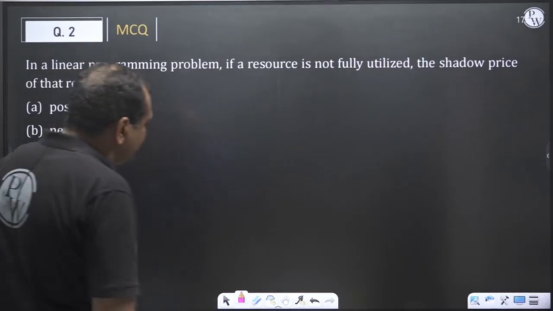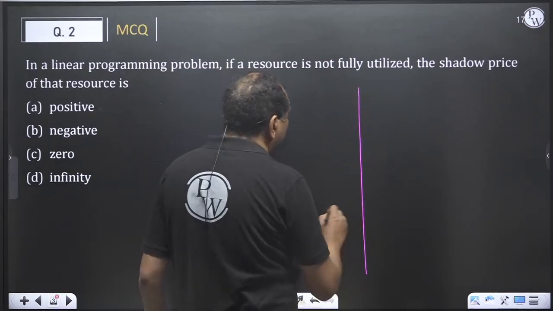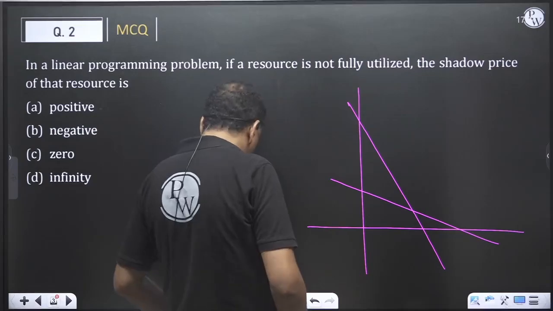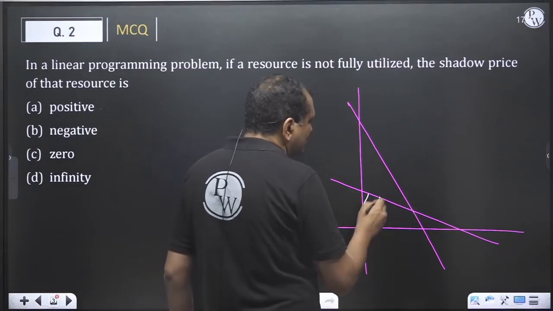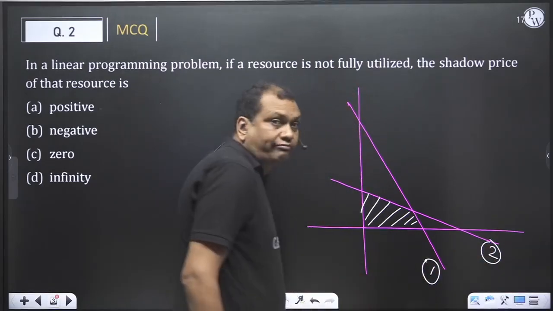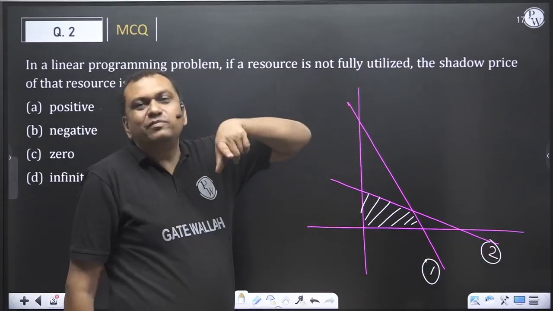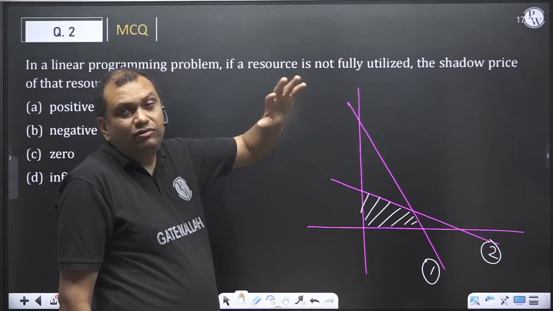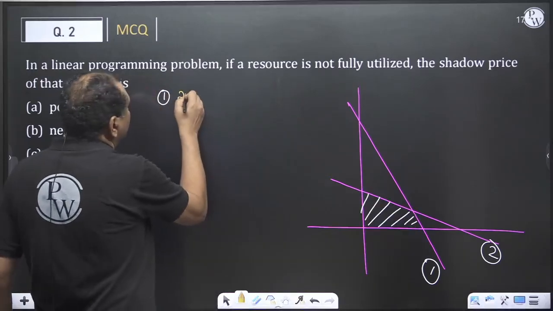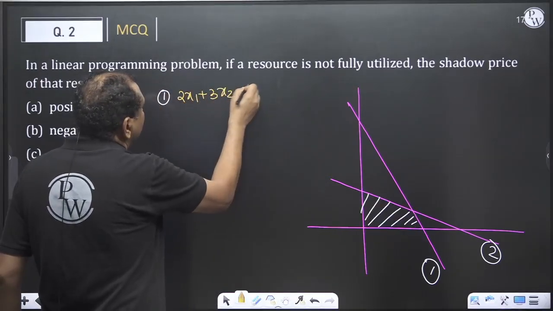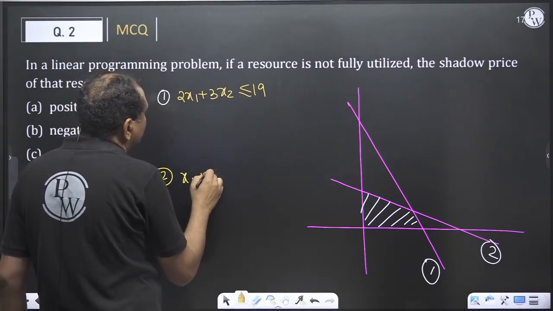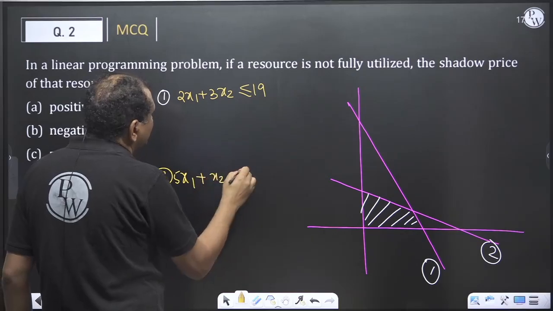What is the shadow price? Suppose this is the feasible region, constraint 1, constraint 2. I'm just taking an example to explain what is the shadow price. Let us say first constraint is 2x1 plus 3x2 less than equal to 19, and the second is 5x1 plus x2 less than equal to 30.